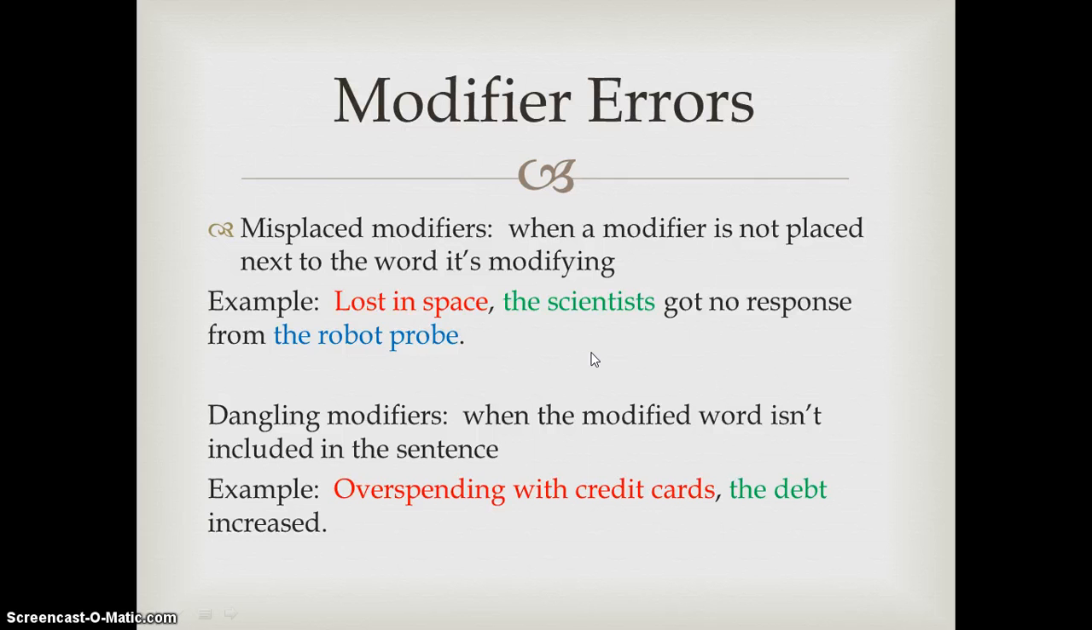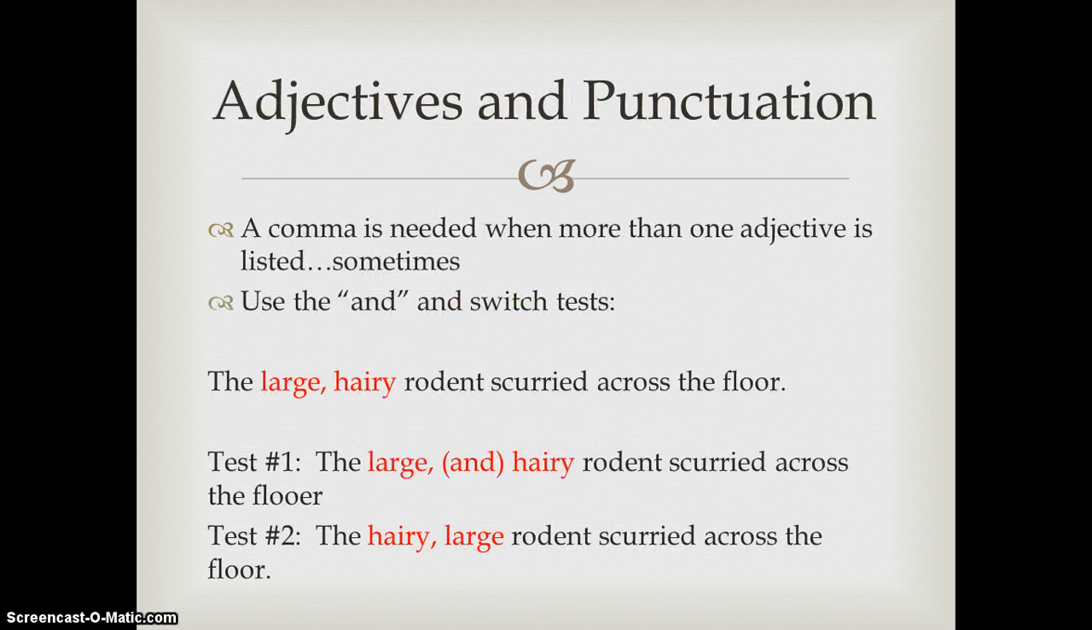Dangling modifiers are similar. It's when whatever's being modified isn't even included in the sentence. The second one seems more obvious to me. "Overspending with credit cards, the debt increased." Okay, so what word is being modified? Not the debt, because the debt can't spend. These are sadly common, and they're just harder to spot. So go slow, be very careful, and I will do my best to spot them for you. And you can just revise them. But this is how adjective phrases can cause issues in your sentences.